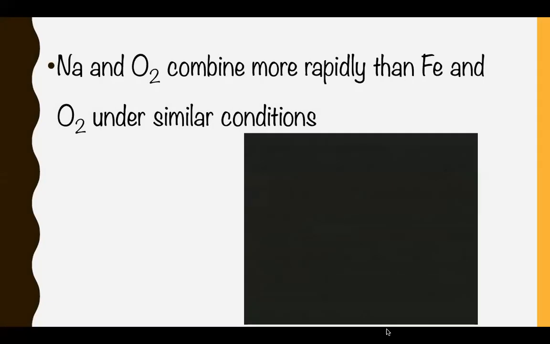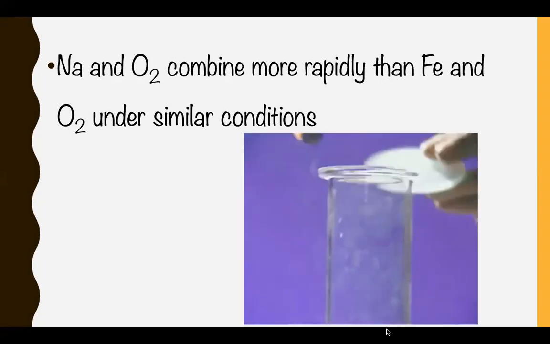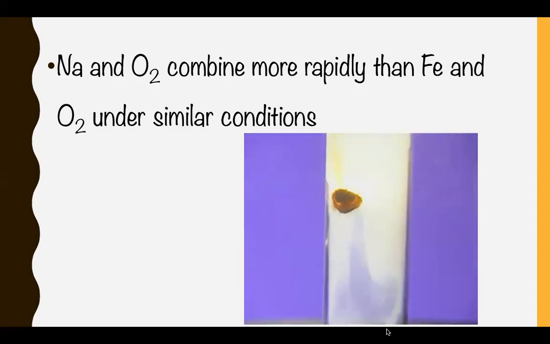Another example is sodium and oxygen combine more rapidly than iron and oxygen. Sodium in a spoon, plunge it into a jar of oxygen. It burns to form the very stable compound sodium oxide.